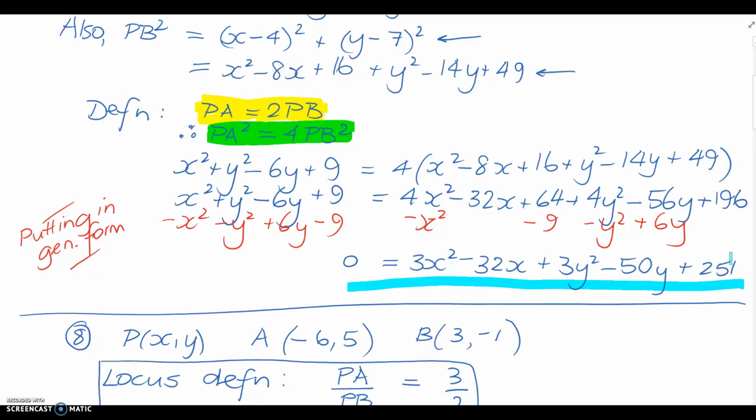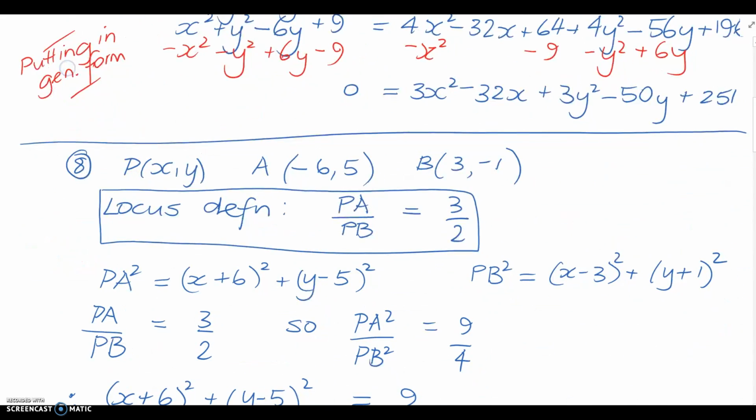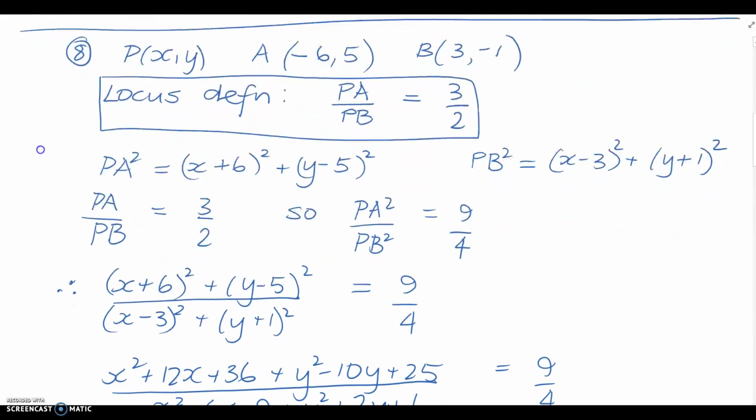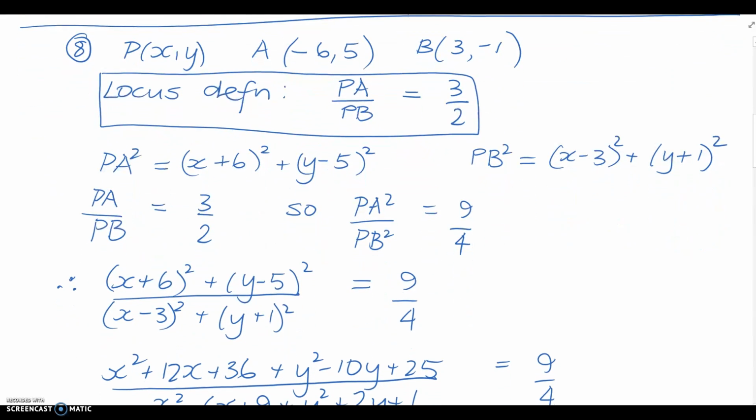So the next one, number 8, same deal, but this time the Locus definition tells me that the ratio of PA to PB is 3 to 2. So I have to use that for my definition. I go ahead and find PA, I go ahead and find PB. Well, actually squared, PA squared, PB squared. That way we don't have to deal with square root signs.